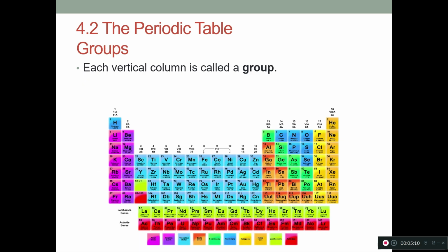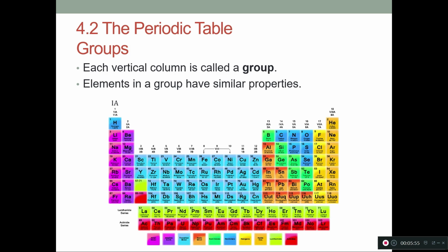The vertical columns are called groups, and they're arranged the way they are because elements that are in a particular column have certain properties, especially chemical properties, that are similar to each other. We'll talk more about that in future videos, so the way that they actually act in chemical reactions or in bonding with other things are very similar when you are in a column on the periodic table.